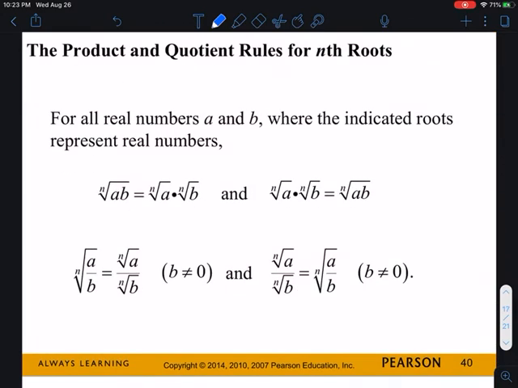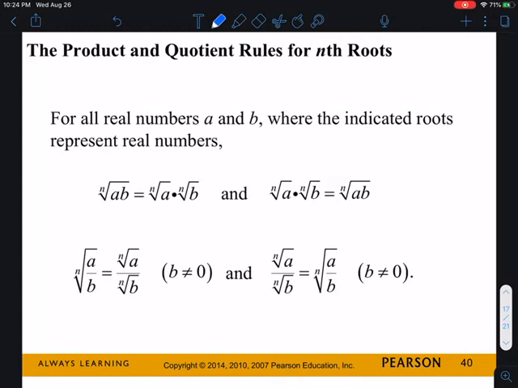So it says for all real numbers a and b, talking about the product and quotient rules for those nth roots, where the indicated roots represent real numbers. Same kind of concepts that we looked at with our square roots. So if we have the nth root of a times b, then we have the nth root of a times the nth root of b. And if we had the nth root of a times the nth root of b, we can put them together.